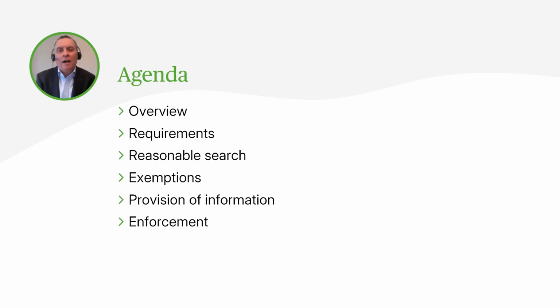And then we're going to look at how we physically provide the information. So once we've gone through the search process and applied the exemptions and decided what we're going to provide, how do we physically hand it over? In what format? What is acceptable? What is not acceptable? We'll have a look at that.